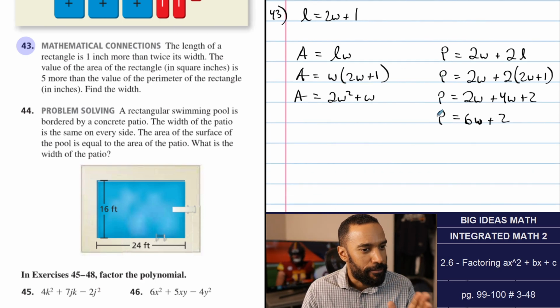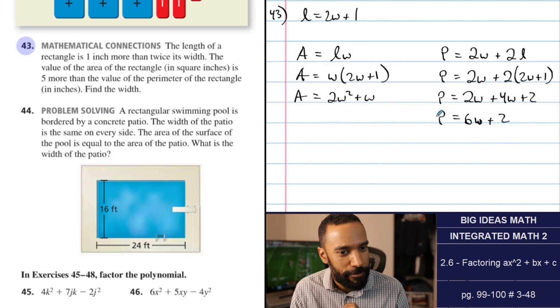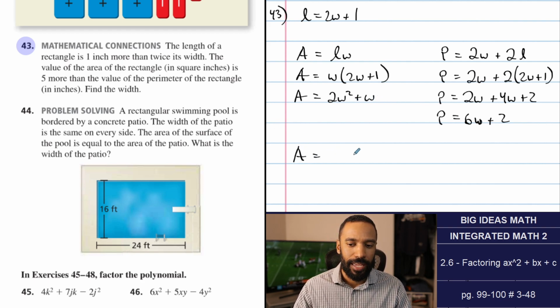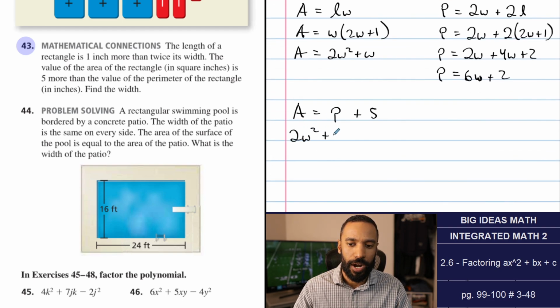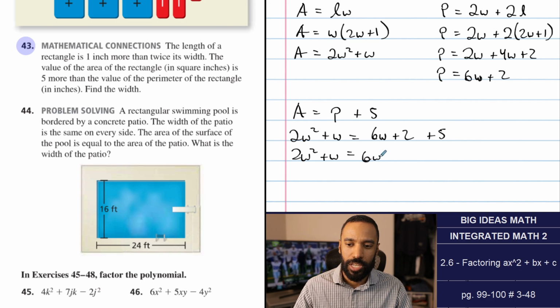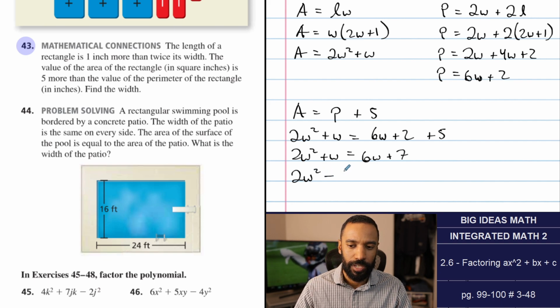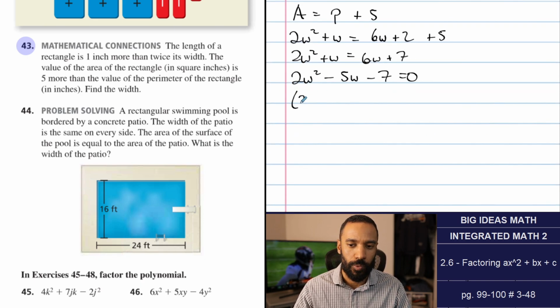The value of the area is 5 more than the value of the perimeter. Find the width. So the area is 5 more than the perimeter. So 2w squared plus w equals 6w plus 2 and then plus 5. So let's combine like terms. 6w plus 7. Now let's set it equal to 0 by subtracting 6w, and we get 5w, and subtracting 7 like that. I think we factored this one as well before, only not in this kind of problem. It was set up this way.